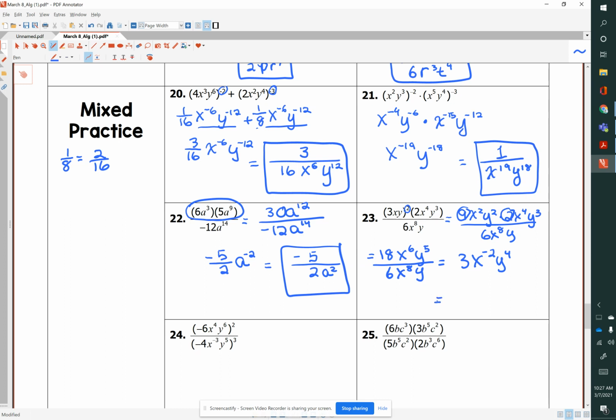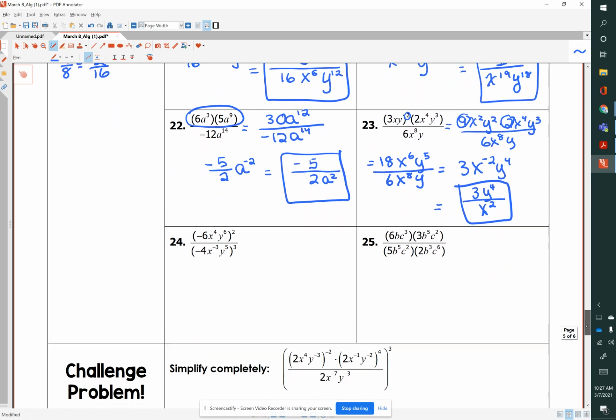Now finally, let's get rid of those negative exponents. So in our numerator, 3 can be thought of as 3 over 1. We can have 3y to the fourth, moving our denominator to the third, moving our x to the denominator, and the negative 2 becomes a positive 2. And this is our final answer.